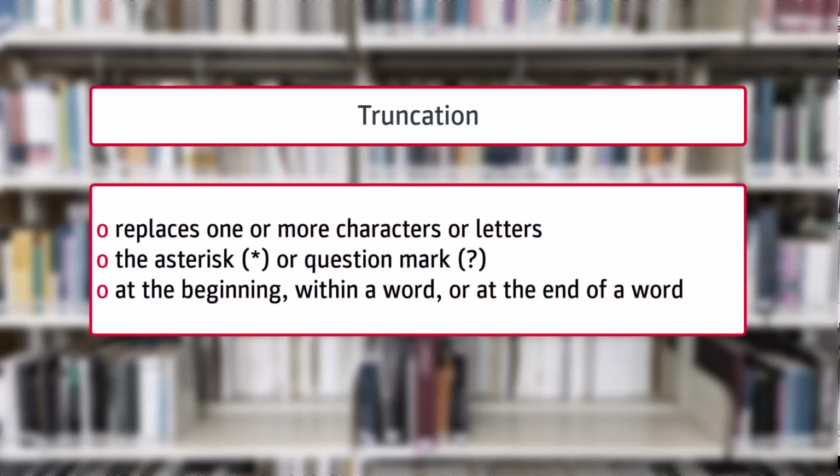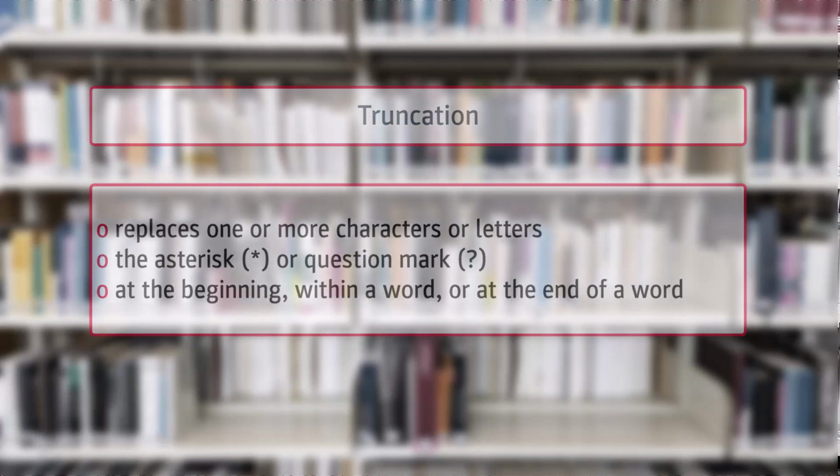Truncation replaces one or more characters or letters in a search term. The most common symbol used for truncation is the asterisk, or sometimes the question mark. You can use truncation at the beginning, within a word, or at the end of a word. Truncation allows you to cover different spellings, search for terms in both singular and plural forms, or expand a base word to encompass a broader range of meanings.